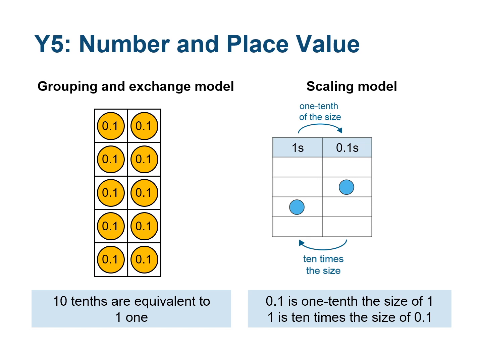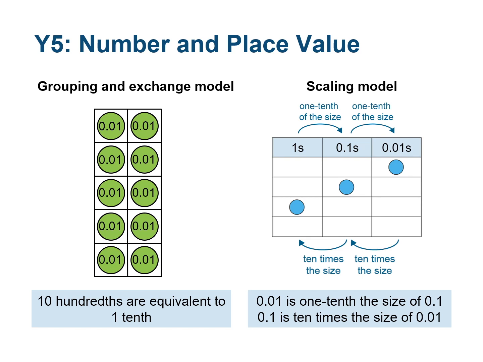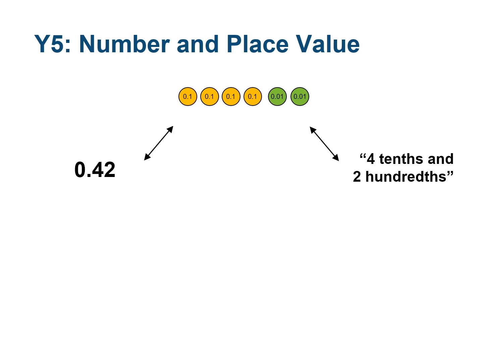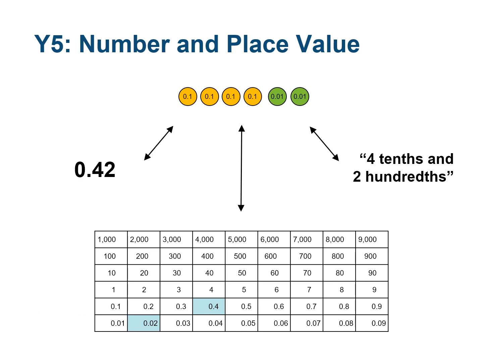So pupils will understand these two different ways in which the unit of 1/10 relates to the unit of 1, the grouping and exchange model and the scaling model, and in which the unit of 1/100 relates to the unit of 1/10, the grouping and exchange model and the scaling model. Pupils should also be able to combine tenths and hundredths units and say the name of the number they've represented, write the numeral in digits, and represent it on the Gattegno chart.